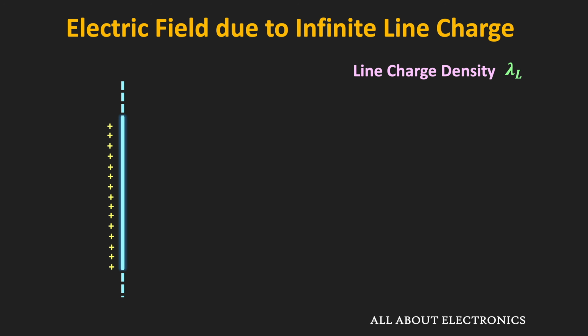So let's say we have the infinite line charge and it is located on the z-axis. Here we are assuming that it has a uniform charge distribution, and let's say its charge density is equal to lambda_L coulomb per meter. And here let's say we want to find the electric field at the distance rho from the origin. So to find that using the Gauss law, first we need to choose the Gaussian surface.